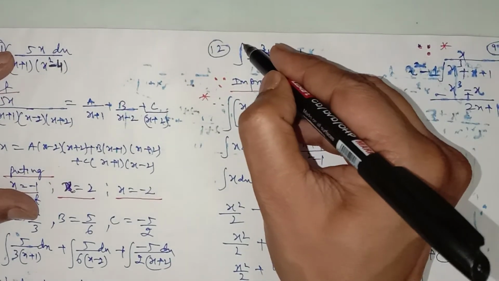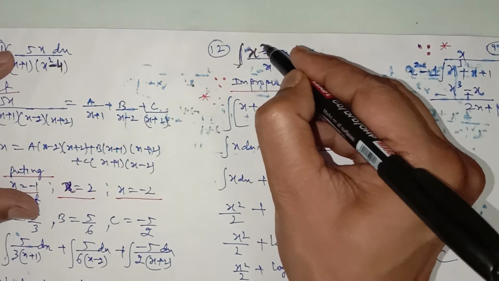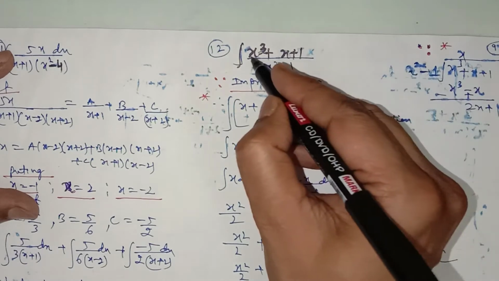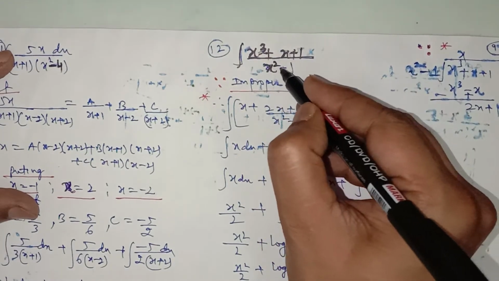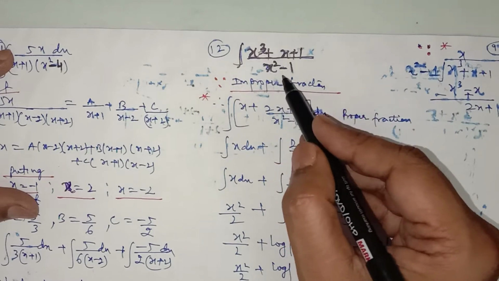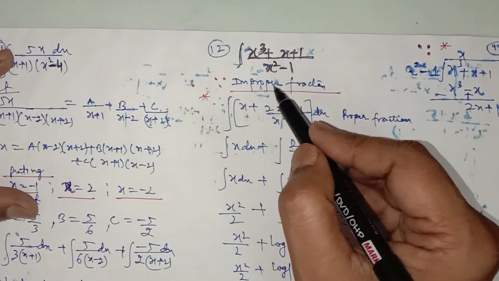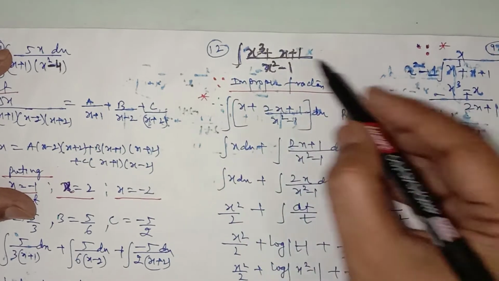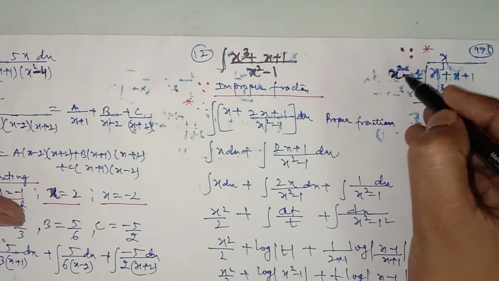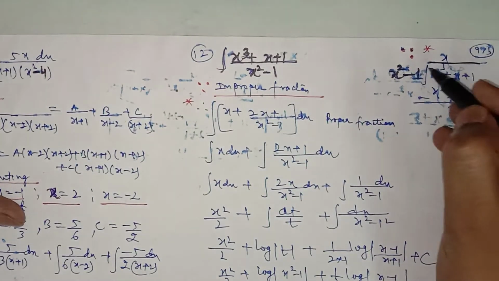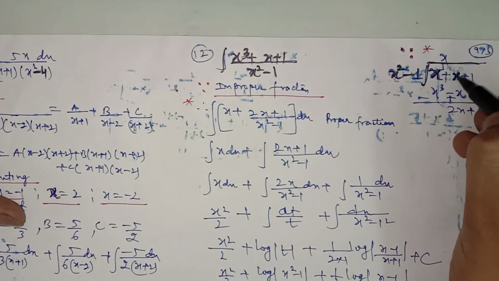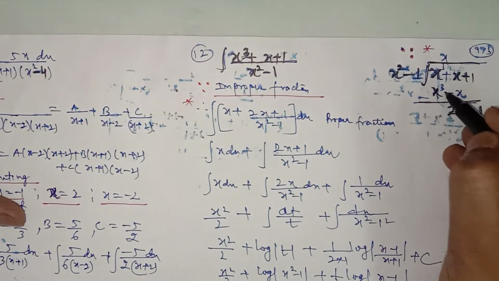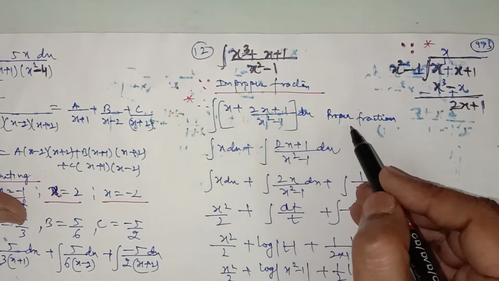Now question number 12, again it is an improper fraction, as we have done in one of the questions in the beginning of this exercise. Why is it an improper fraction? Because the degree of the numerator is more than the degree of the denominator. So you have to convert it into quotient plus remainder upon divisor, which is the proper fraction. So divide the numerator by the denominator, and you get the quotient as x and the remainder as 2x plus 1. You know how to divide like this. So quotient plus remainder upon divisor is a proper fraction.